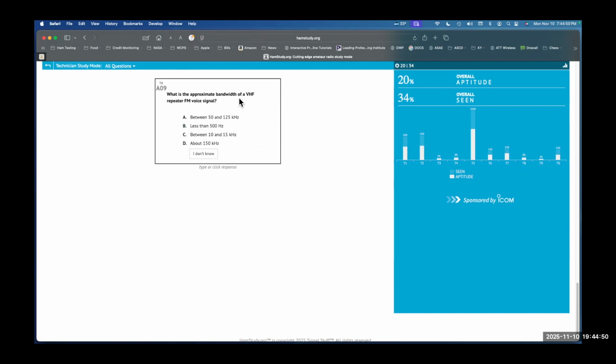What is the approximate bandwidth of a VHF repeater FM voice signal? Between 50 and 125, between 500, less than 500, between 10 and 15, about 150 kilohertz.